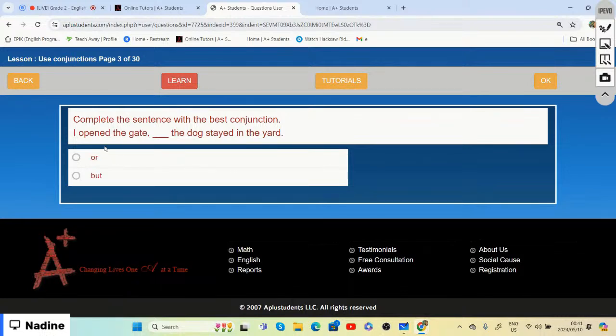Well done. I opened the gate. Do we say, or the dog stayed in the yard? Or do we say, I opened the gate, but the dog stayed in the yard? I opened the gate. The dog stayed in the yard.